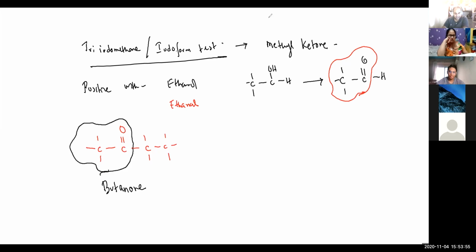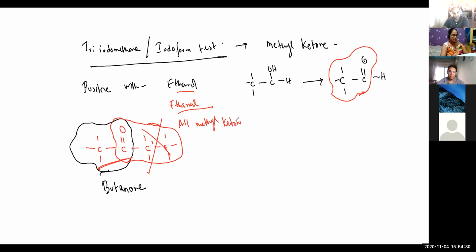But this part cannot give you a positive test, because this is not a methyl part. It is an ethyl part, right? There are 2 carbons on the right hand side. So it's not a methyl part, it's an ethyl part. So this will not give you a reaction. This part will only give you a reaction. So ethanol and all methyl ketones. An ethyl ketone will not work, it has to be a methyl ketone.